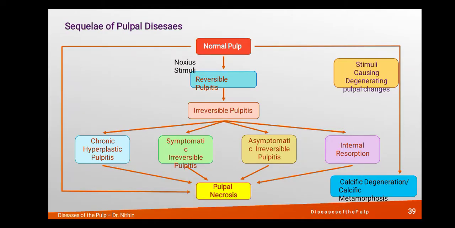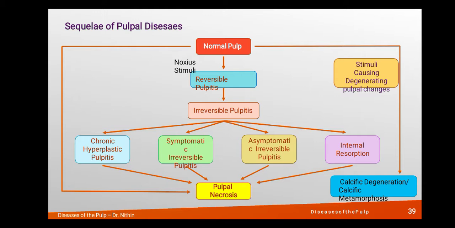So this is a flow diagram or schema of pulpal disease, in which you can see that whenever there is a normal pulp and it is exposed to a noxious stimulus, it may lead to the first stage, that is reversible pulpitis. Now, if the reversible pulpitis is not treated, then it may progress to irreversible pulpitis.